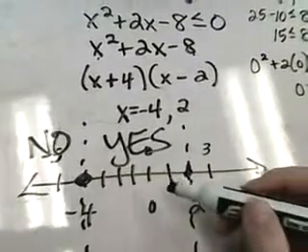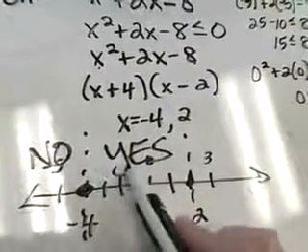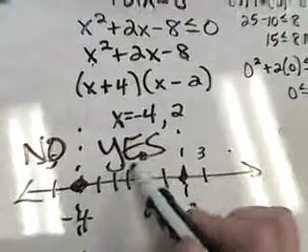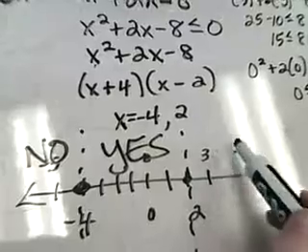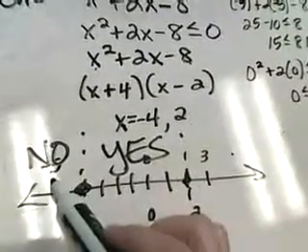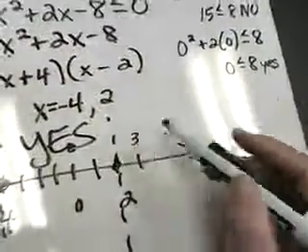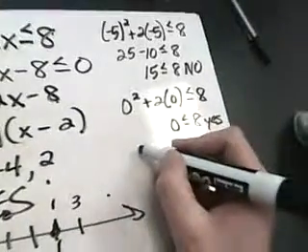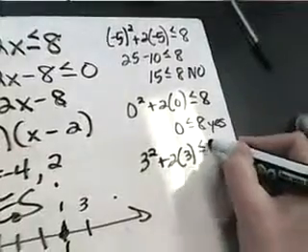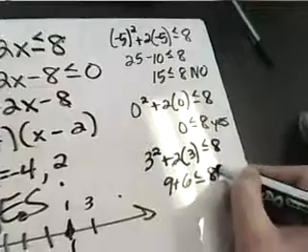Now, we should be forming an opinion already of what this is going to be, because if you remember from your notes, it said if you get a no, yes, no, that should be antlers because it's in between. It's in the middle. But I would still go ahead and test over here, because what if you messed this one up? You want to make sure that your pattern flows all the way through. So let's go ahead and test 3. We have 3 squared plus 2 times 3 is less than or equal to 8. That gives me 9 plus 6.